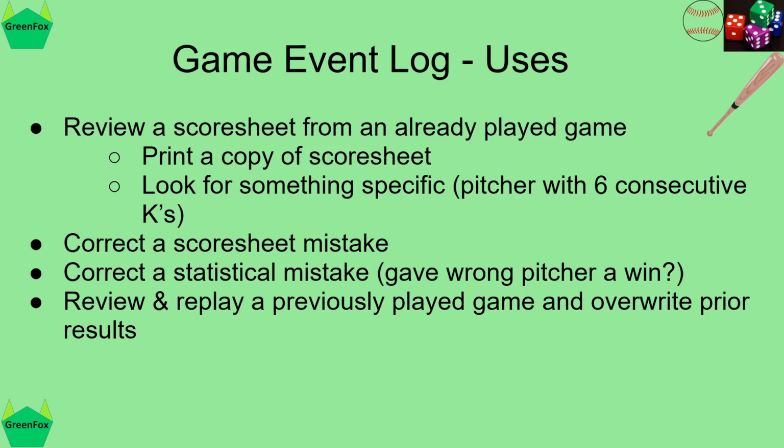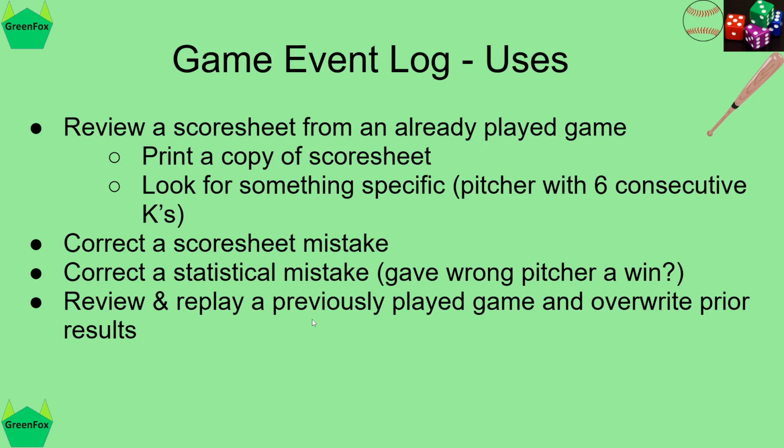Another reason might be that your mistake was something like doing a replay and you accidentally played somebody who wasn't really available that game or wasn't on the team during that time. So you want to replay the game, and this would let you do that. You could also replay a game without using the game event log, but the game event log lets you look at the score sheet first, which may give you more information to determine whether you want to replay the game or not.